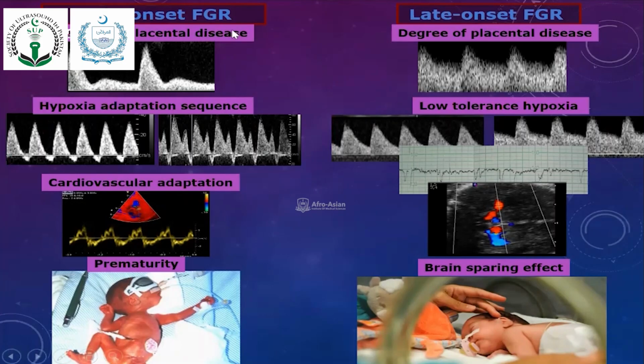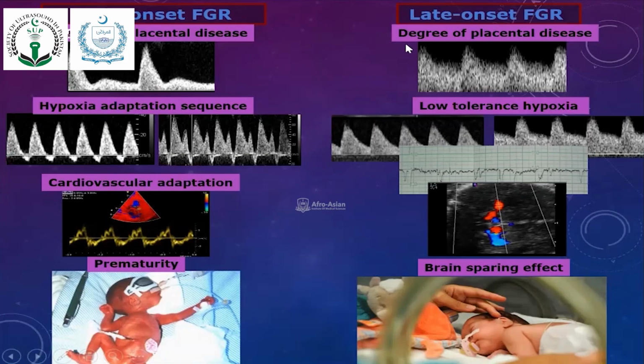So in early onset fetal growth restriction, degree of placental disease: not many changes, looks normal. Degree of placental disease in late onset: you can see the changes. Here, hypoxia adaptation sequence, the fetus is going towards hypoxia. You can see the aorta and IVC. This is cardiovascular adaptation and prematurity.